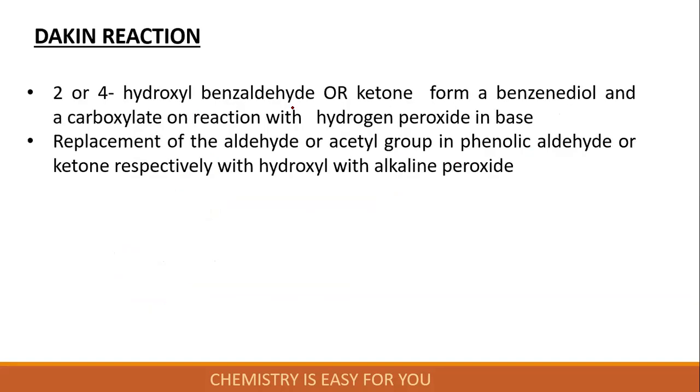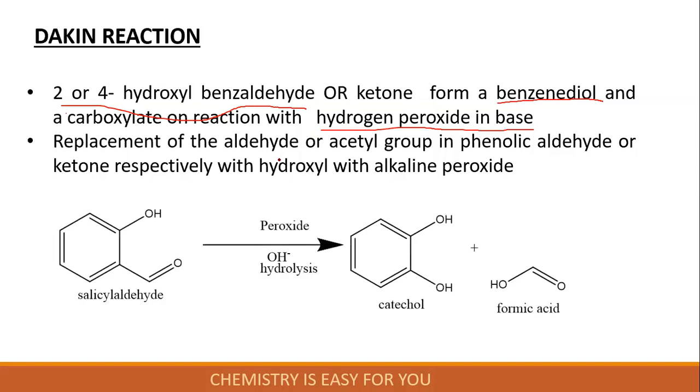Now next, it is Dakin reaction. In Dakin reaction, 2- or 4-hydroxy benzaldehyde or ketone forms a benzene diol and a carboxylate on reaction with hydrogen peroxide in base. So we have 2- or 4-hydroxy benzaldehyde as the reactant and the benzene diol as the product. In the reagent, hydrogen peroxide in base. Before going to the second point, I'll give you the representative reaction. In the representative reaction, I have taken salicylaldehyde, which is a hydroxy benzaldehyde.